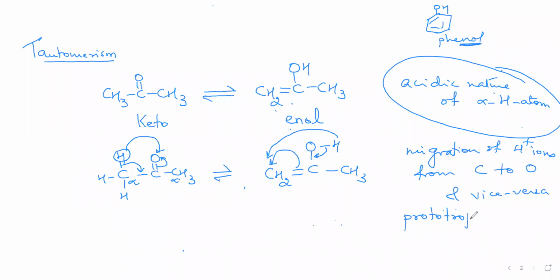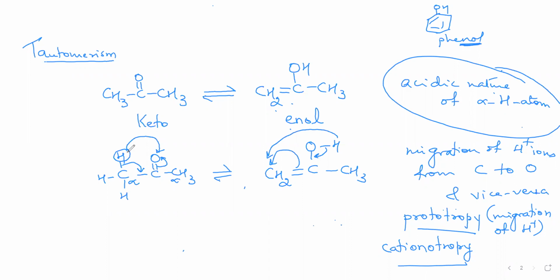Prototropy means migration of H plus ions. It is also known as cationotropy, because it is the migration of a cation. H plus is a cation, so migration of a cation here is also called cationotropy, or it can also be called prototropy. So for tautomerism, you can use the terms prototropy and cationotropy. It represents the same thing.